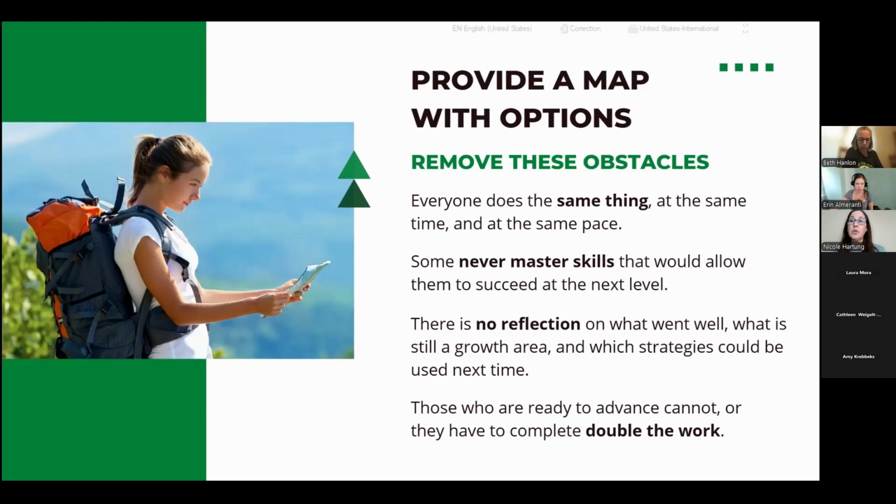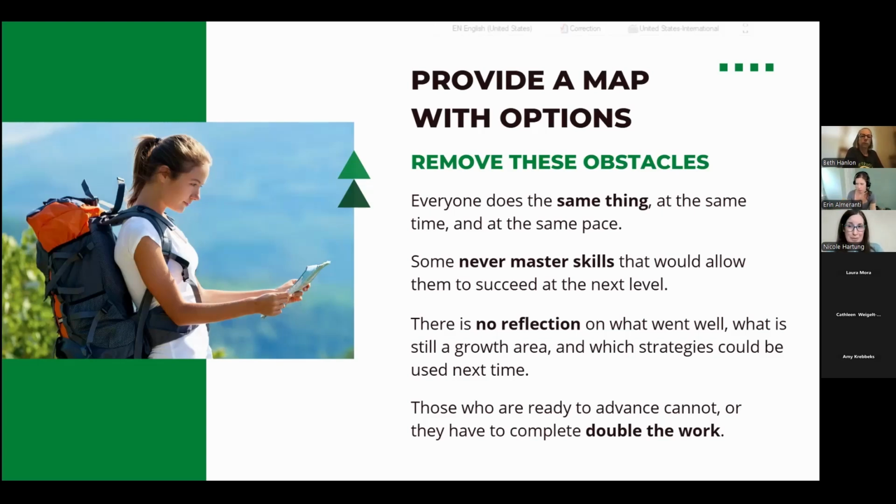So we want to remove that whole "everybody does the same thing at the same time at the same pace." Yes, we're going to do a lot of things together. We're going to build that foundation. We're going to scaffold, but then we're going to give students an opportunity to break off and do their own thing within the boundaries of learning the target language and according to what the teacher knows is best for them.